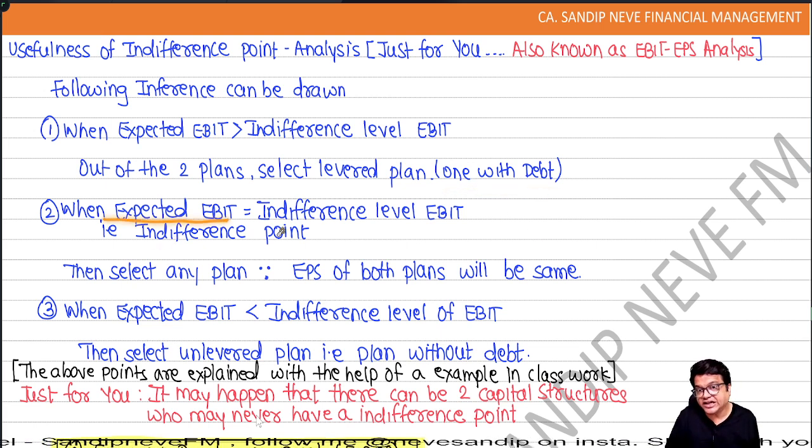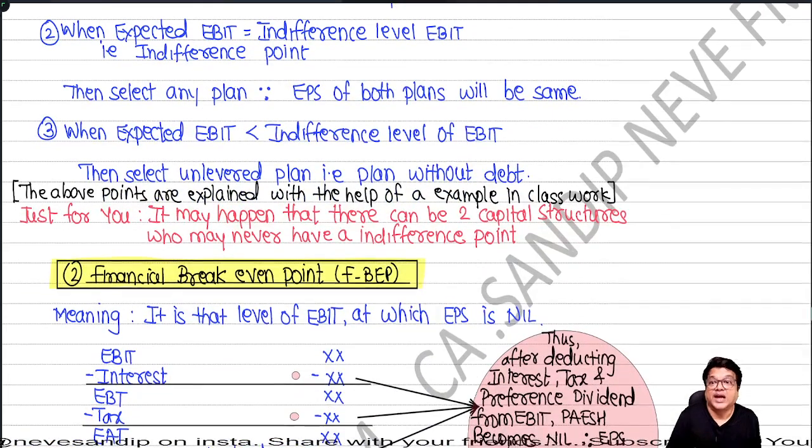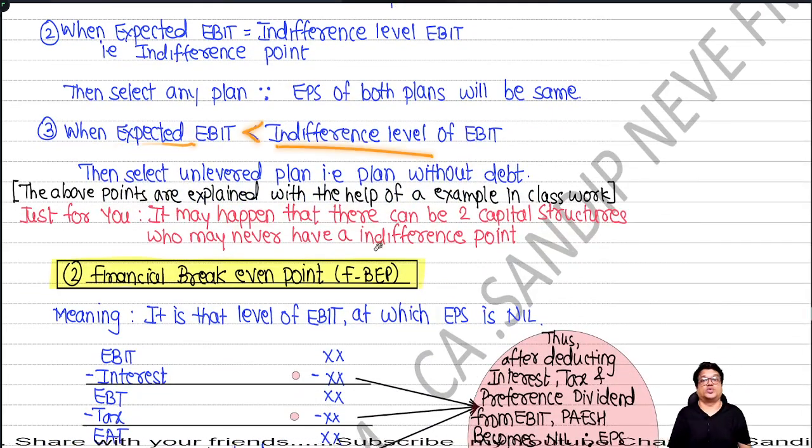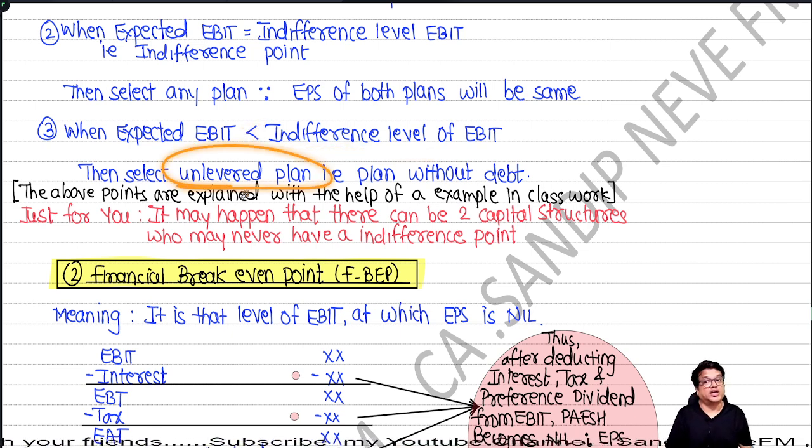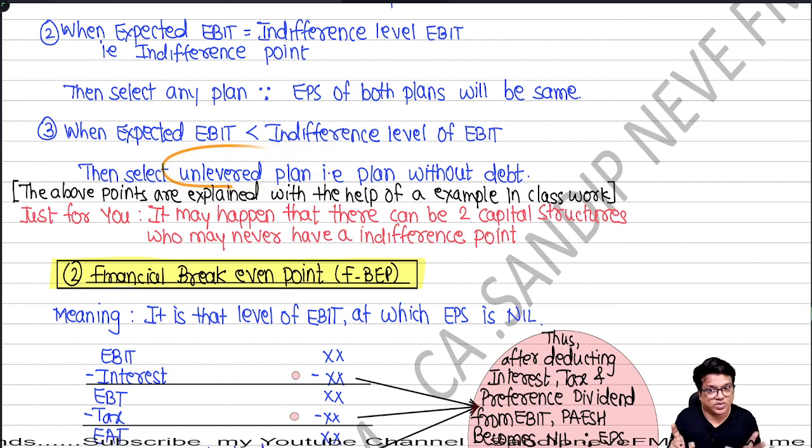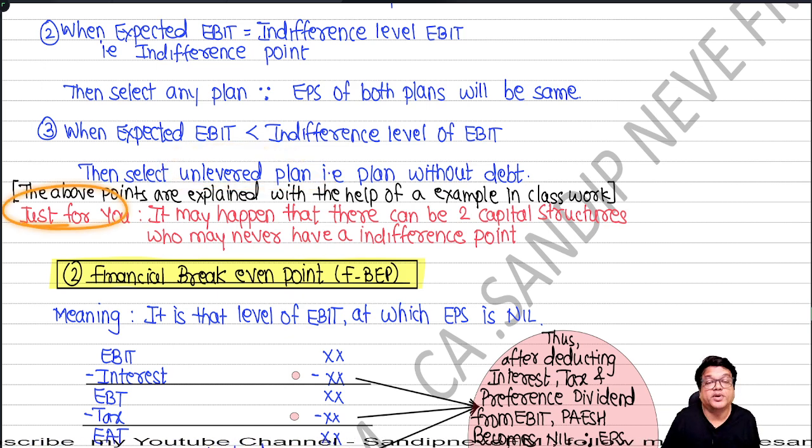If the expected EBIT and the indifference point are the same, then select any plan because both give you the same EPS. And if the expected EBIT is less than the indifference point, then you have to select an unlevered plan, the one without debt.